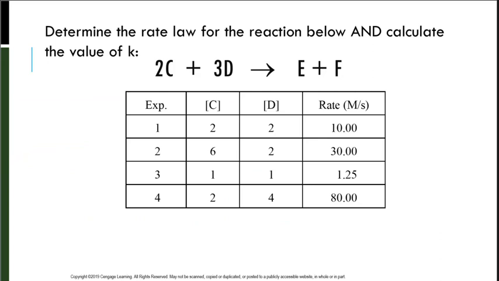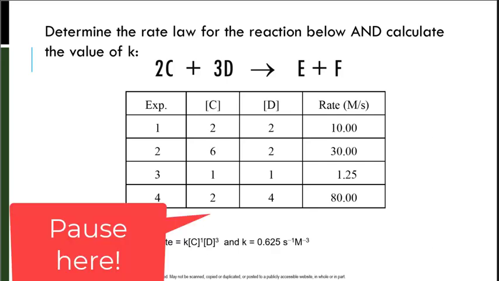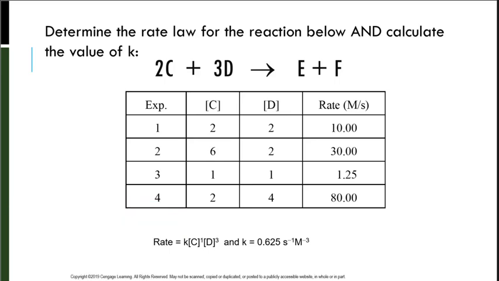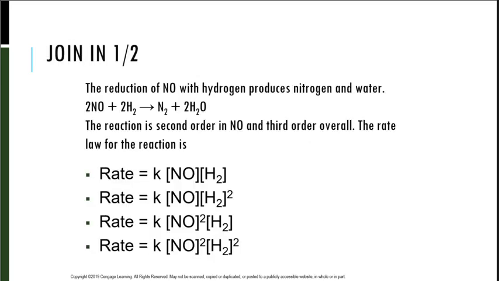Here's a pretend equation with some pretend data. See if you can determine the rate law from this reaction and calculate the value of K. If you looked, we should get first order with regards to C and third order with respect to D, and our K value, if we plugged in experiment 1 or 2 or 3 or 4, whatever, we would get 0.625 inverse seconds inverse molarity squared. Why don't you try this one?